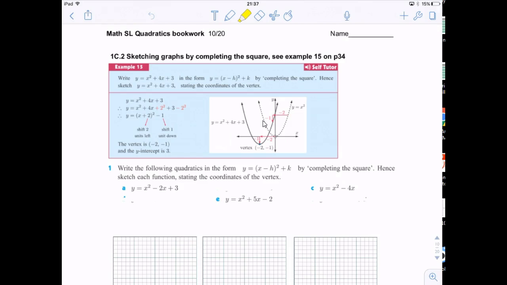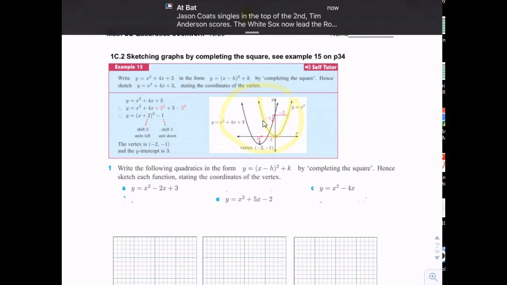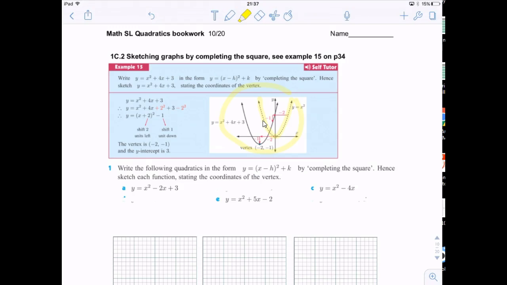Remember with transformations, one of the possible transformations is translations. Translations is what you see here. You're moving a standard parent function, which is this one, to the left and right, up and down, without basically changing the shape of the parent function. So that's what we're going to look at, translations.